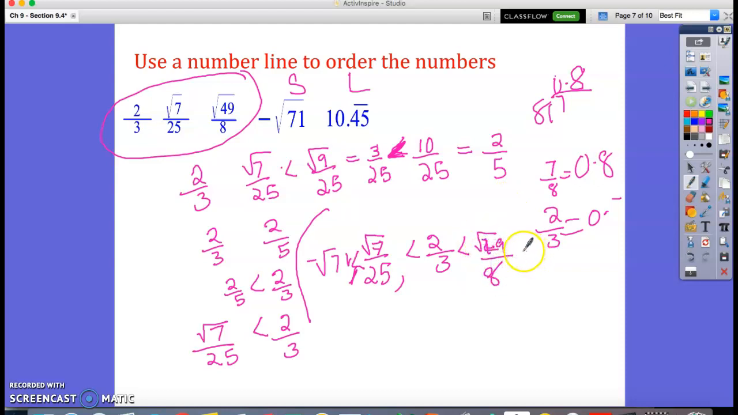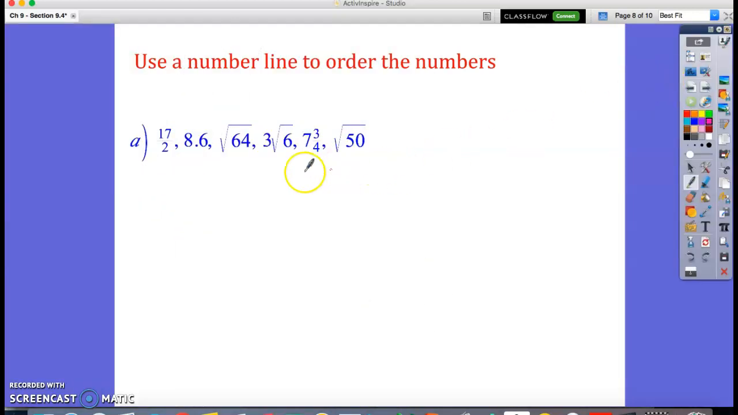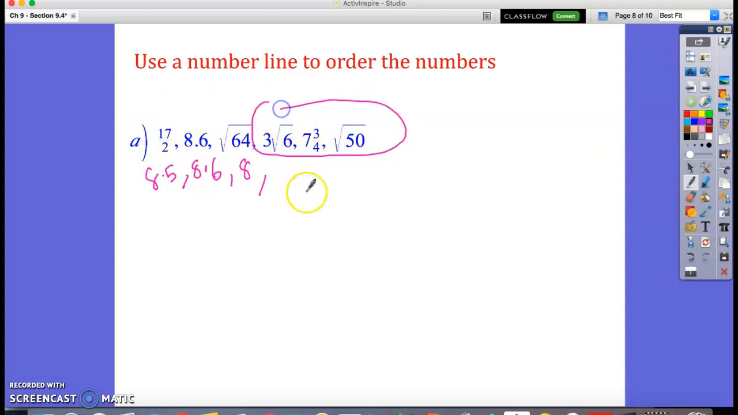49/8, which is less than 10.45 repeating. Now, 17/2. So 17/2 is what? 8.5. And this is 8.6. And this is 8. And now we need to look at these. So we got all these values. Now we need to look at these three values, right?